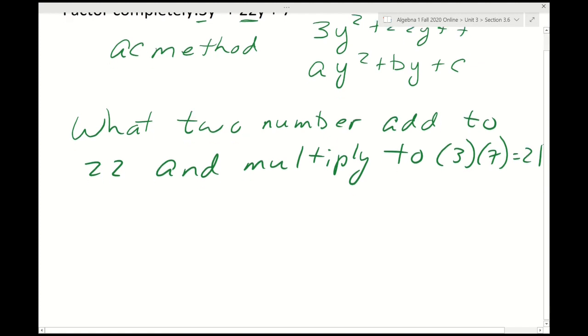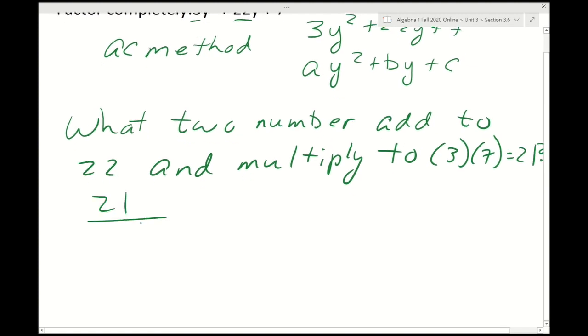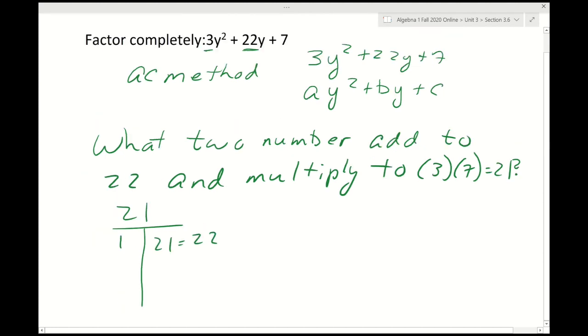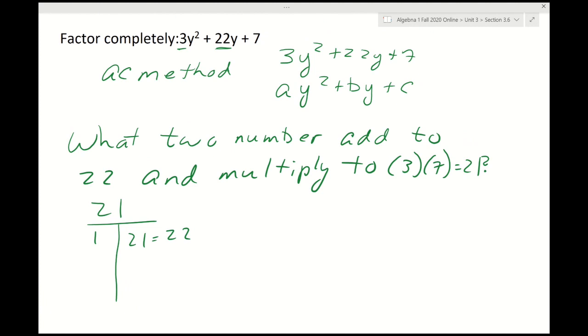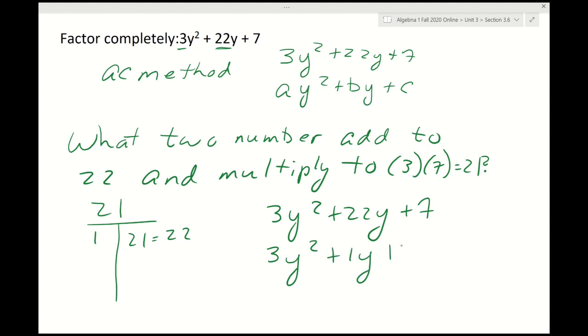So let's look at the factors of 21. Well, if we do 1 and 21 and we add those, that gives us 22. So we can rewrite 3y squared plus 22y plus 7 as 3y squared plus 1y plus 21y plus 7.